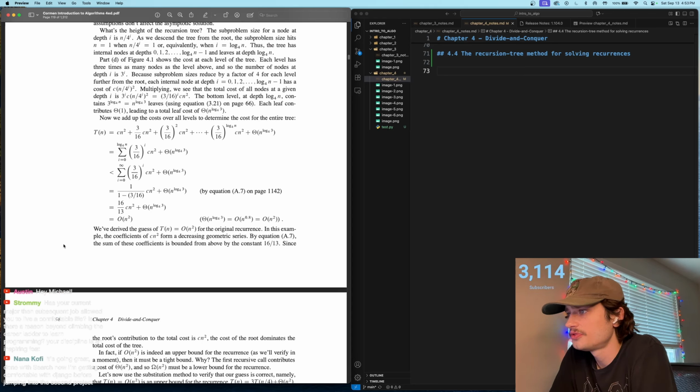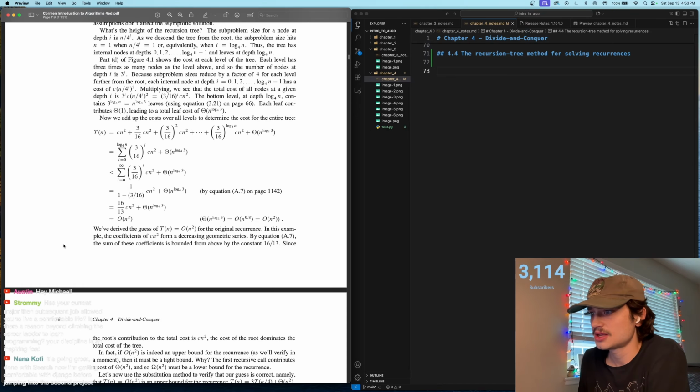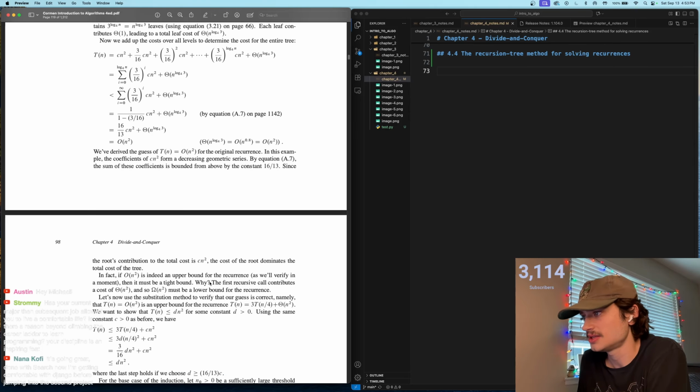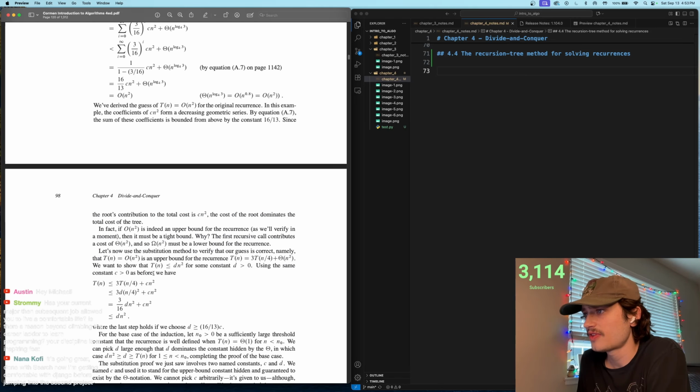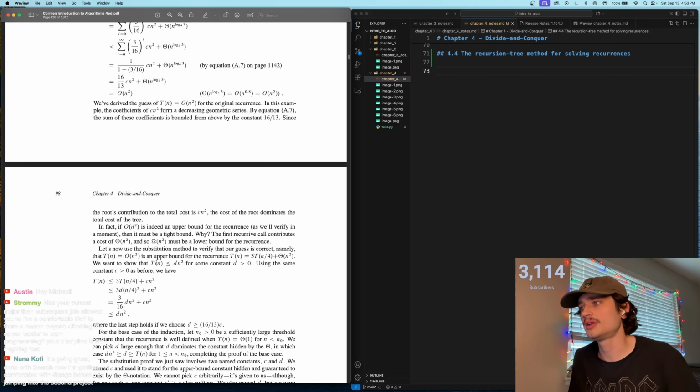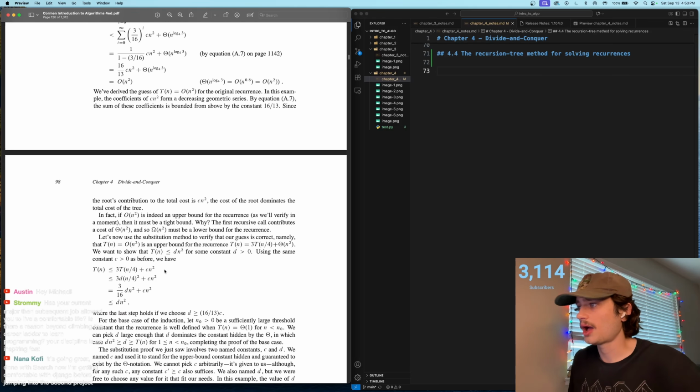In this example, the coefficients of c times n squared form a decreasing geometric series. By equation A.7, the sum of these coefficients is bounded from above by the constant 16 over 13, since the root's contribution to the total cost is c n squared. The cost of the root dominates the total cost of the tree. In fact, if O(n squared) is indeed an upper bound for the recurrence, as we'll verify in a moment, then it must be a tight bound. Why? The first recursive call contributes a cost of Theta of n squared, and so Omega of n squared must be a lower bound for the recurrence.